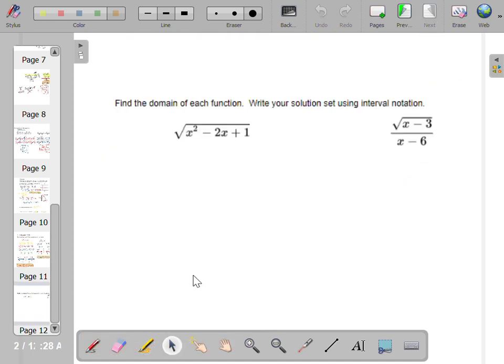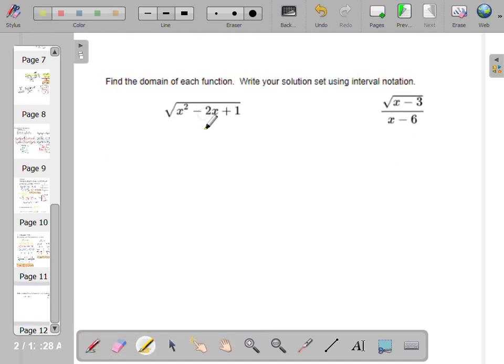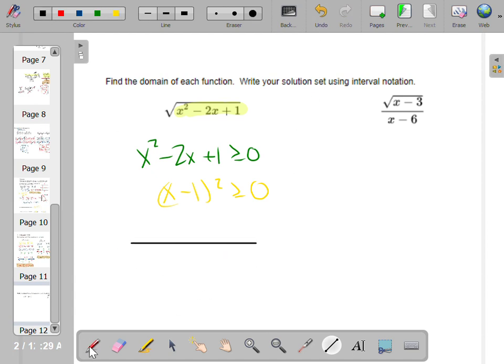Last one, it says find the domain. So to find the domain, you need to remember that you're not able to take the square root of a negative. So you take the radicand and you say, hey radicand, when are you greater than or equal to 0? Now it's a nonlinear inequality, and if you factor that, you're going to get x minus 1 squared. This one's kind of interesting because there's only one critical point in here. The only critical point is at x equals 1, and it makes a true statement, so it is a closed circle.